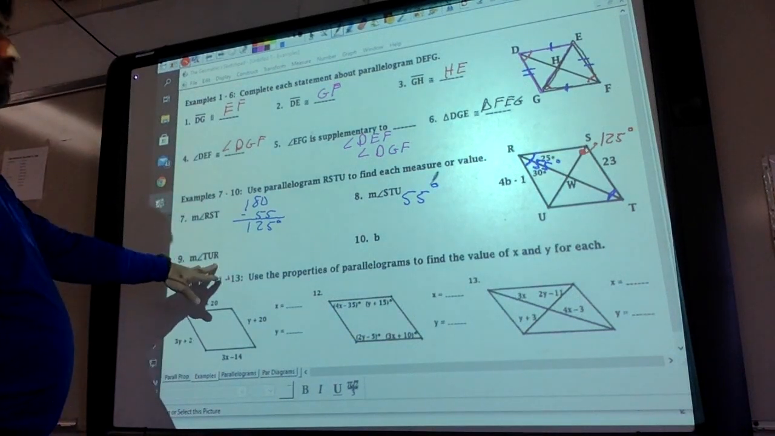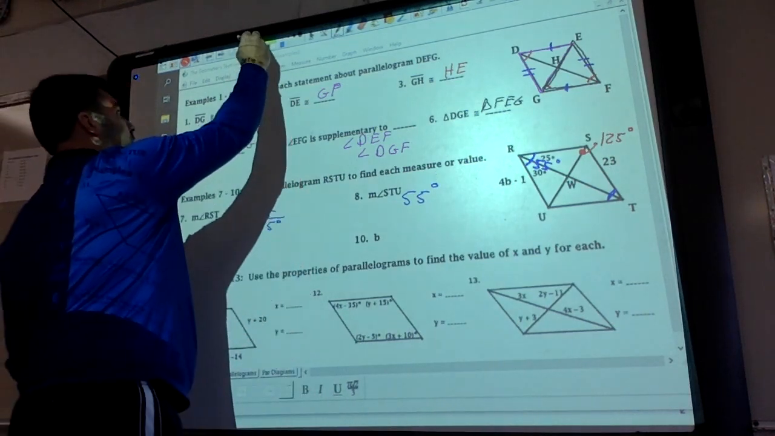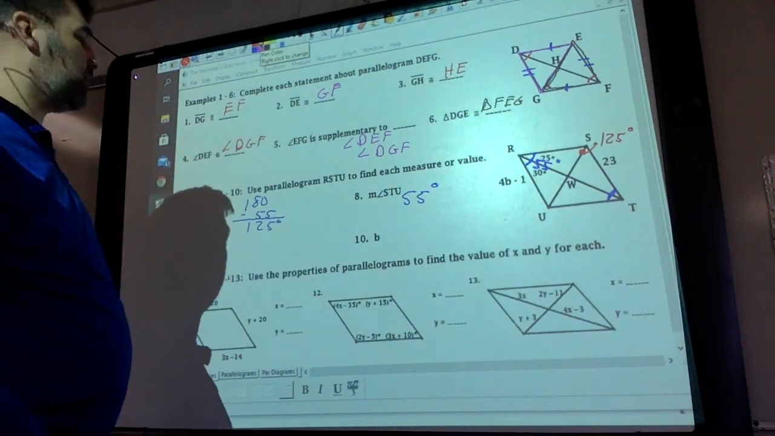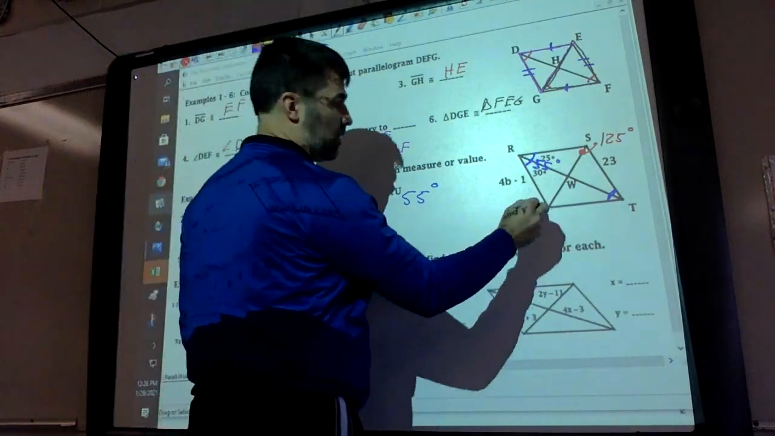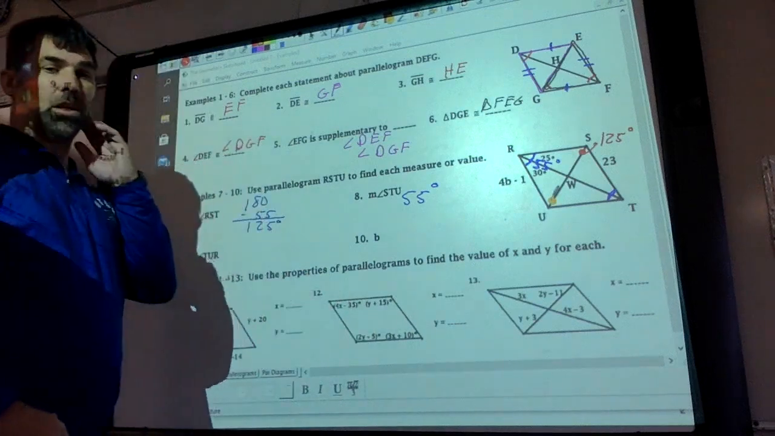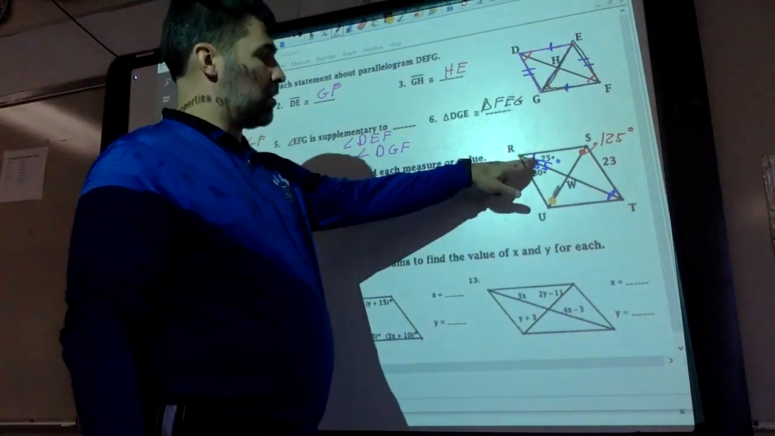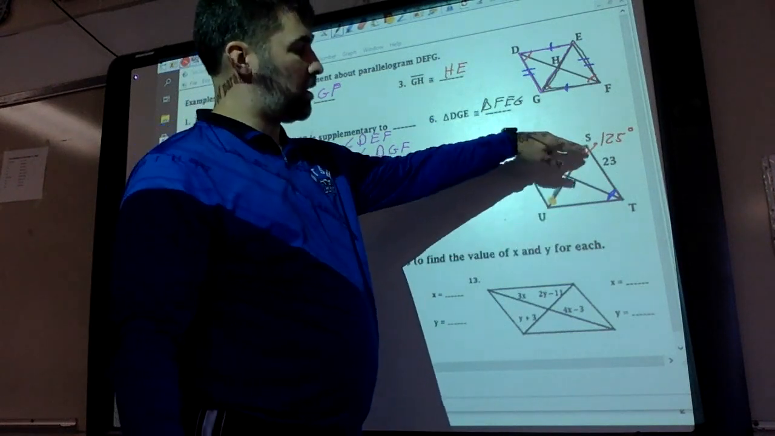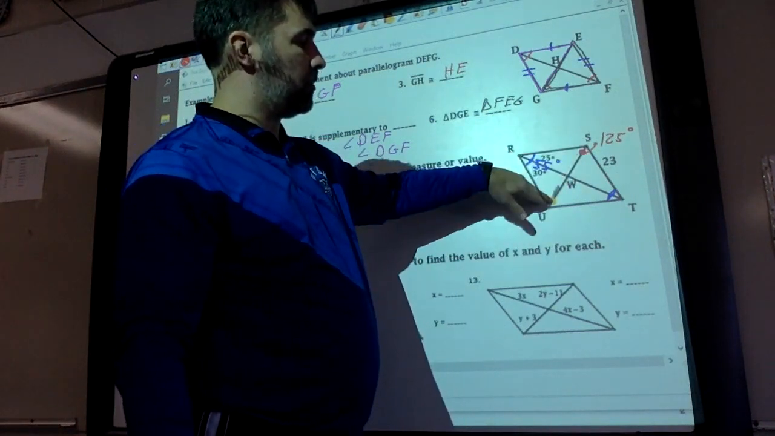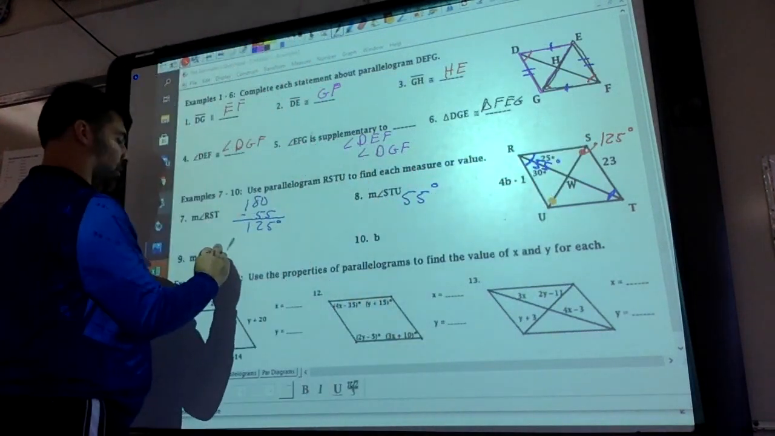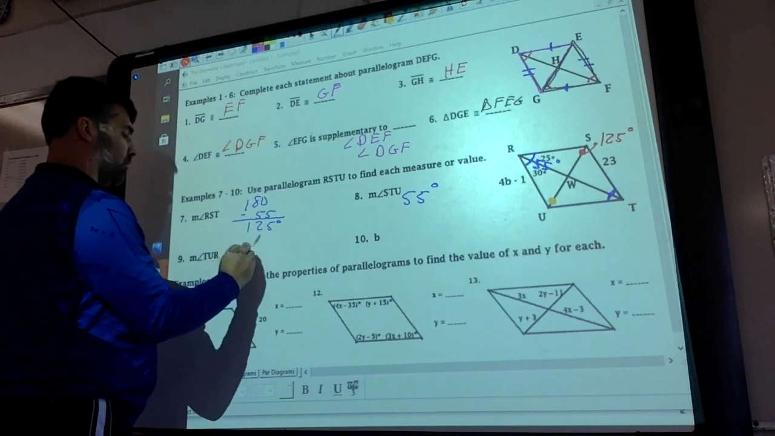Okay, then it asks for angle TUR. Again, I'm dealing with angles. What are my 2 properties? Consecutive angles are supplementary. Opposite angles are congruent. All right, so it's asking for TUR, which is this whole angle. You can solve this 3 different ways. You can say, I know they're consecutive, and that's 55, so that's got to be 125. Or we could say that's opposite, and I know opposites are congruent. So if that's 125, so is TUR. So that's 125 degrees.